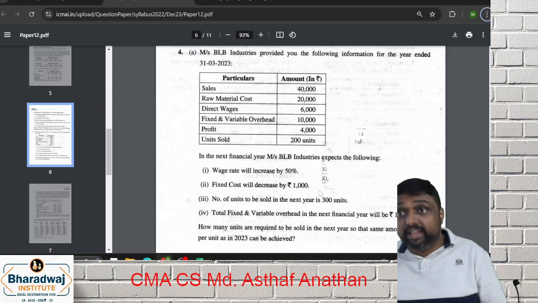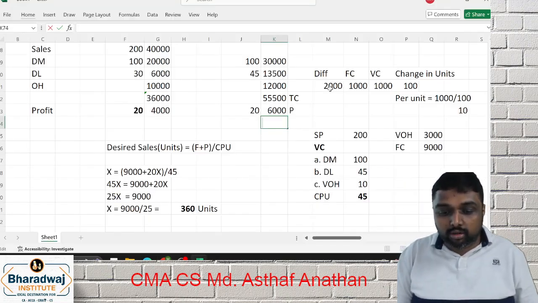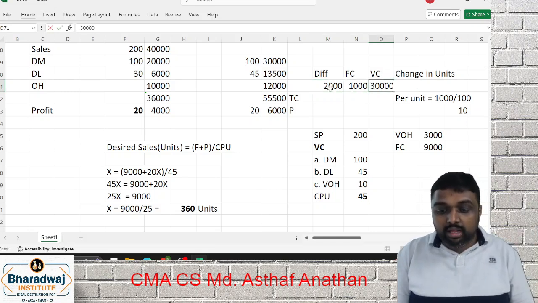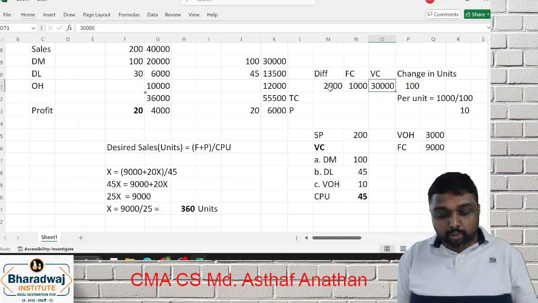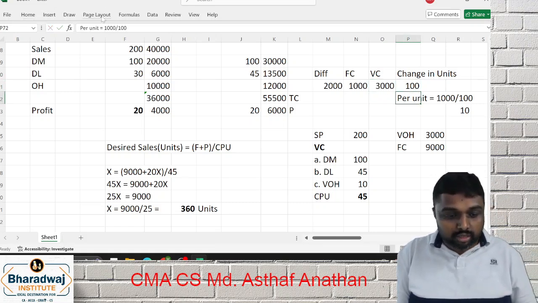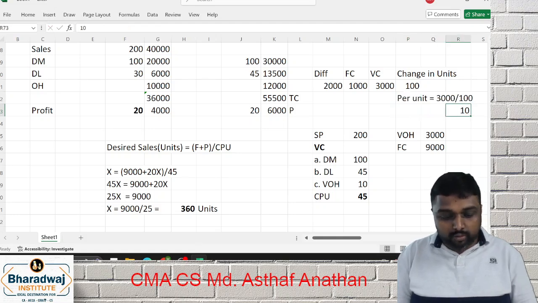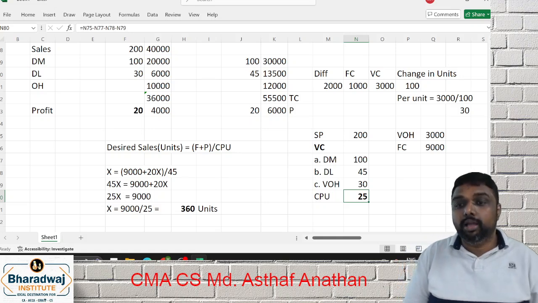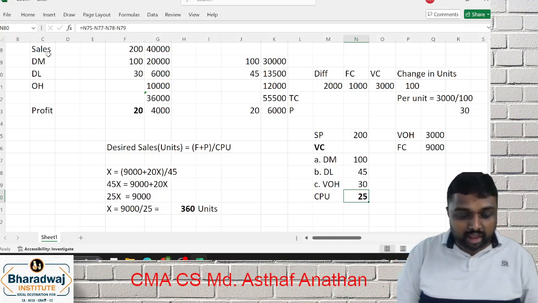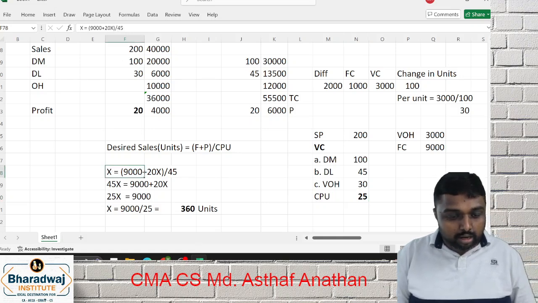Sorry, if you want the answer for fixed cost decrease, I will do that also. The difference is 2000. Fixed cost decrease. So variable, here it is a decrease now, so it will come positive. So you will have 300. Change in unit is 100. So 3000 by 100, you will get 30. If you get 30, your contribution per unit will become 25 only. If your contribution is 25, this answer will become 25.